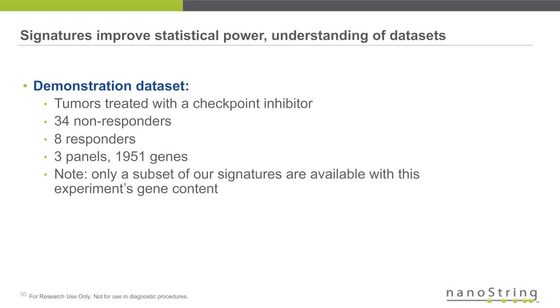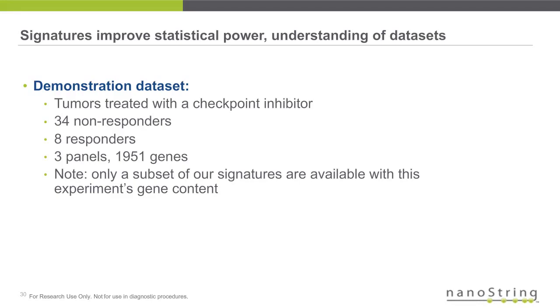All right, so with that background out of the way, I'll proceed to show with an example of how these signatures can help you understand the data set and get a little more statistical power to boot. So this data set is tumors treated with a checkpoint inhibitor. It's a small data set, just 34 non-responders and just 8 responders. So we're not spectacularly powered here.